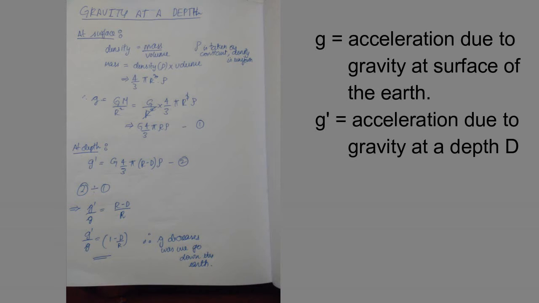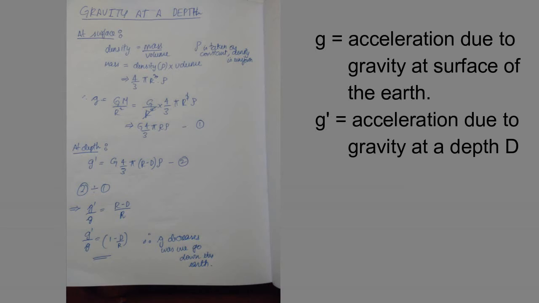Well, let's now derive the formula for gravity at a depth. We know that the gravity at the surface of the earth is given by GM by r square. We also know that density equals mass by volume, thus mass equals density multiplied by volume. The volume of the earth here is 4 by 3 pi r cube, and the density is given by rho. Here, the density is taken as a constant, or uniform all over the earth. Now substituting the value of M in GM by r square, we get g at the surface of the earth as G multiplied by 4 by 3 multiplied by pi r rho.